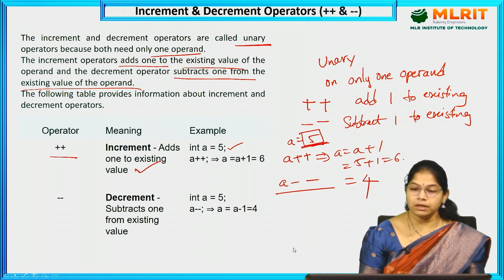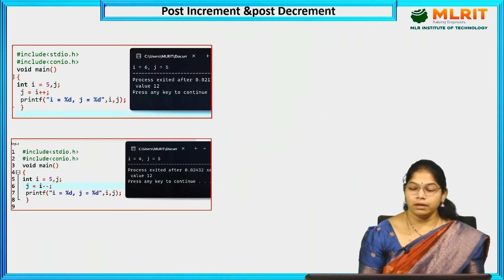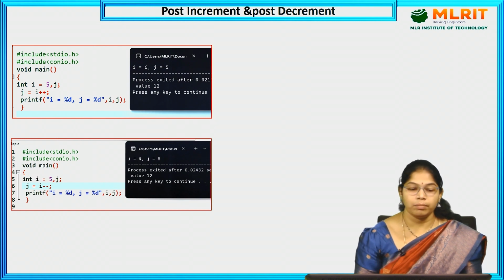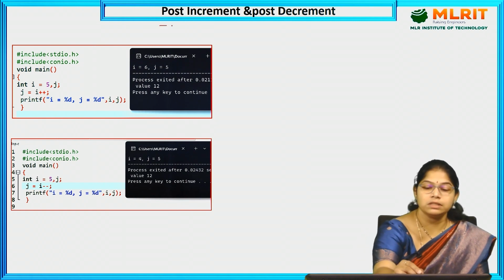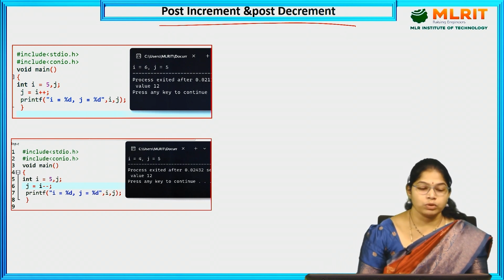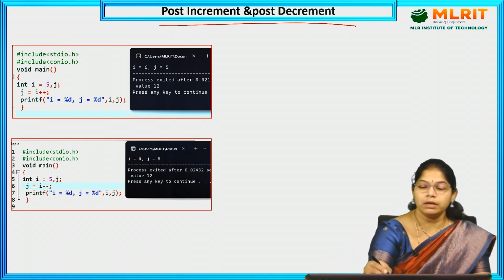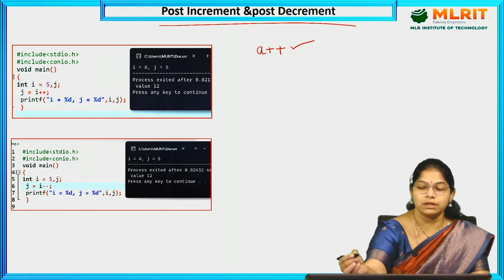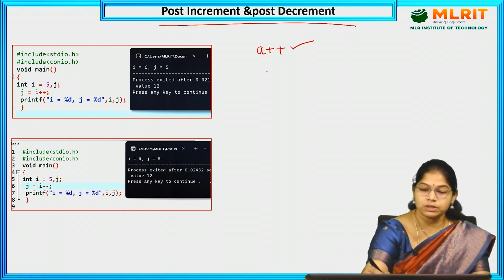These increment and decrement operators are divided into two types: post increment, pre-increment, post decrement and pre-decrement. Here in this slide, we'll see about post increment and post decrement. Post increment is always represented with a plus plus after the operand. So A plus plus is the post increment. A minus minus is the post decrement.